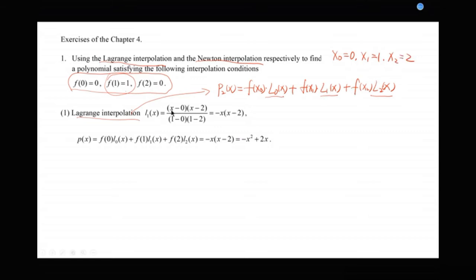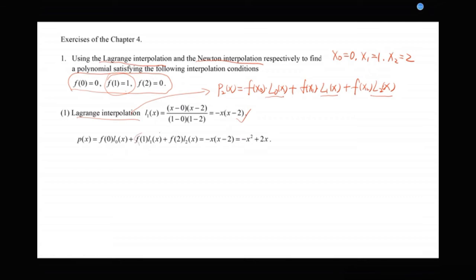So for L1, it should be x minus other nodes. The other nodes are 0 and 2. So (x minus 0) multiply (x minus 2), divided by, replace x by node x1, so (1 minus 0)(1 minus 2). So it is just minus x multiply (x minus 2), because this is 1, this is minus 1. Clear? So we obtain the basis function L1.